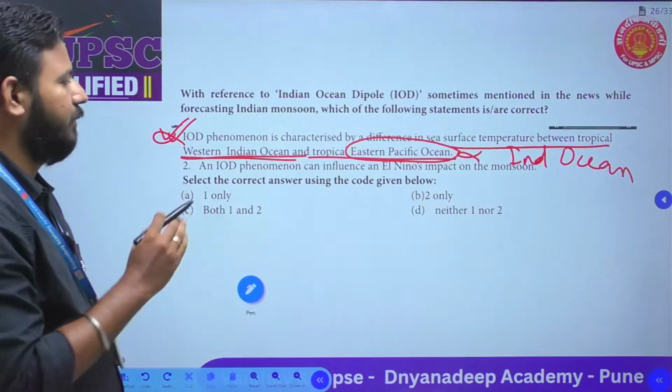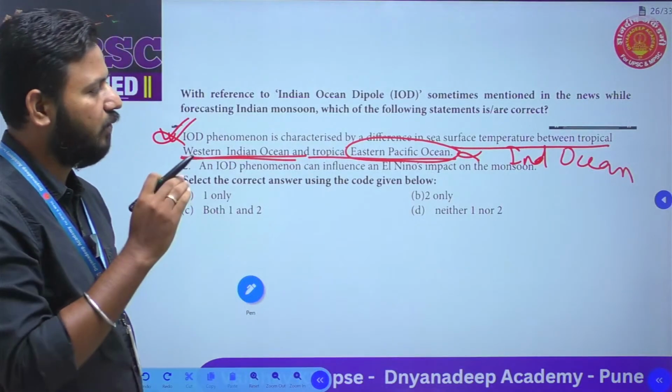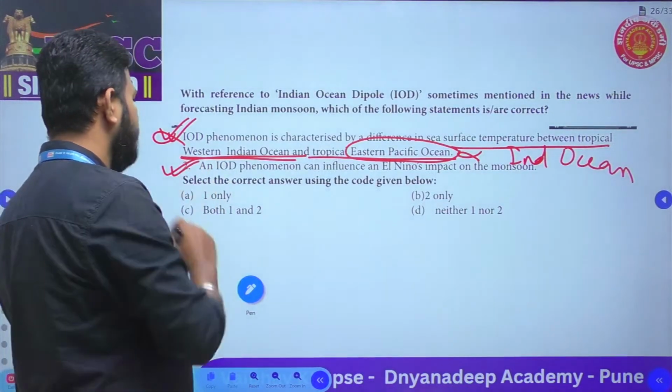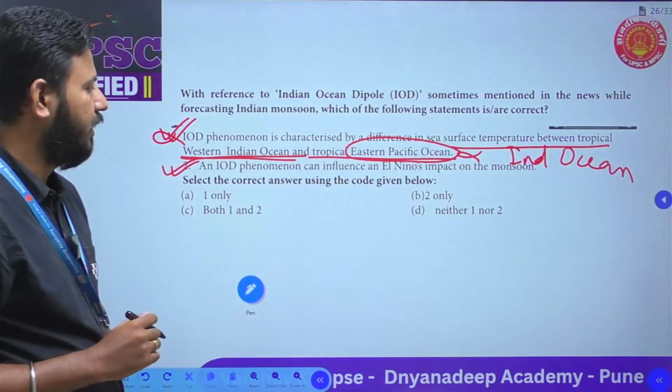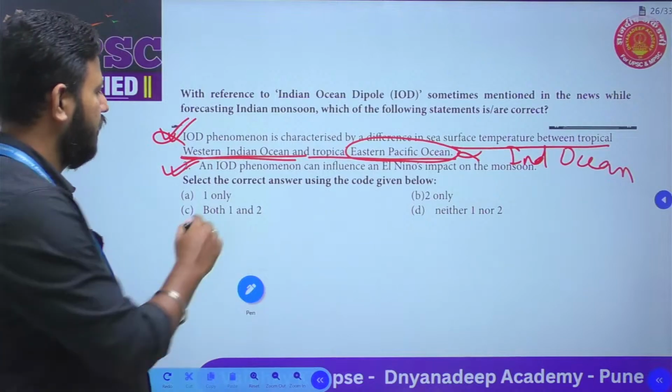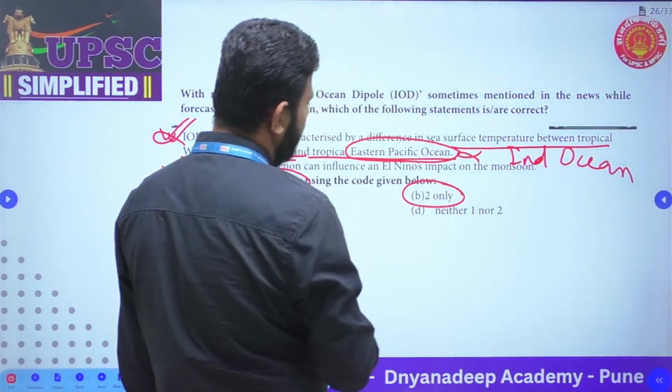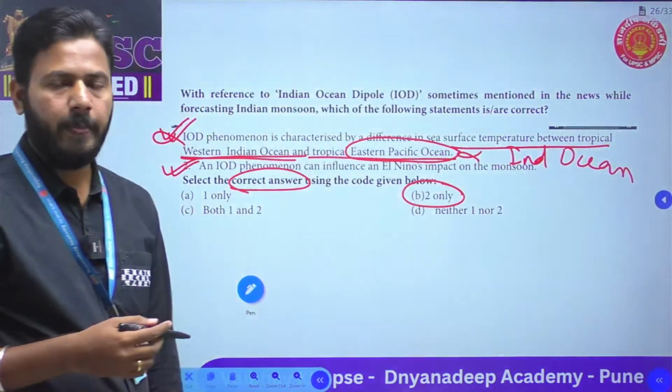An IOD phenomenon can influence an El Nino's impact on the monsoon. Absolutely yes, because it affects the frequency of monsoon in India. So only statement 2 in this question is correct. Your answer here has to be B.